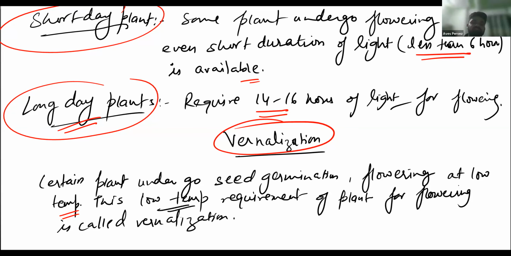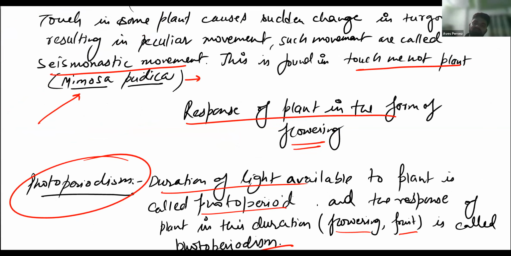So now moving further, dear students. Have you seen the touch me not plant? Yes, sir. Touch me not plant, that is called Mimosa pudica. That is its scientific name. What happens with this one is when you touch this plant, you are very much familiar with turgor pressure, I think so. What is turgor pressure? And what is turgidity?